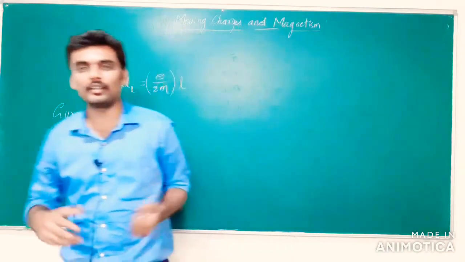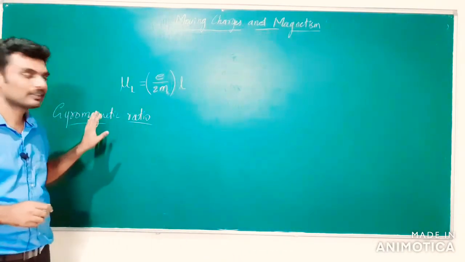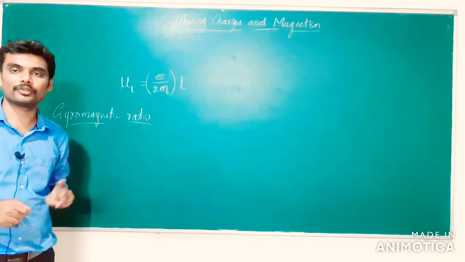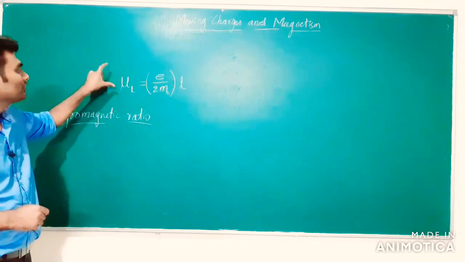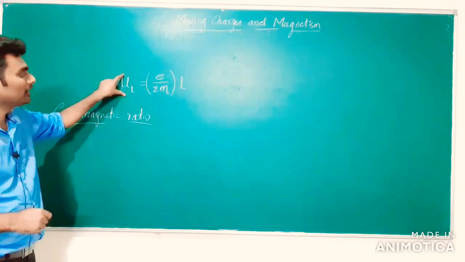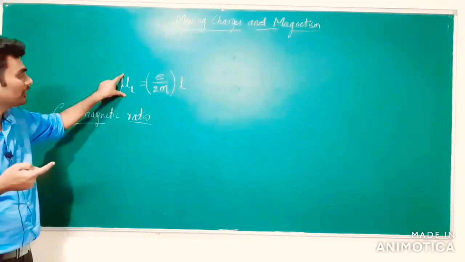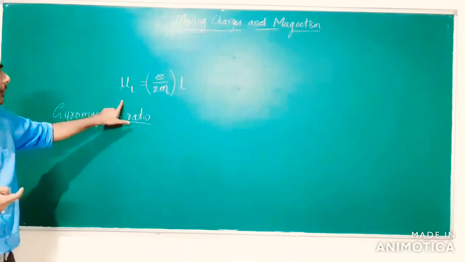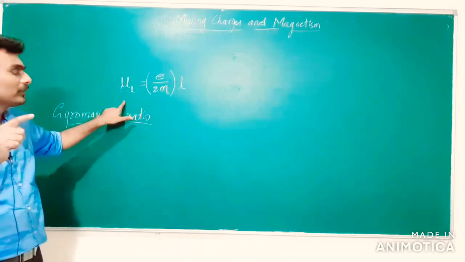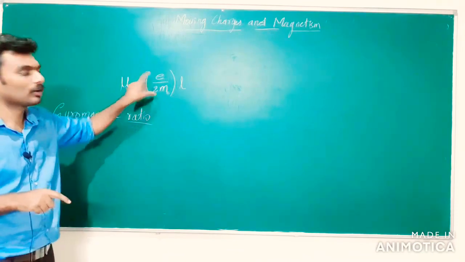So you might be thinking that this term, what we have chosen, is a ratio of two terms. Which are those? Which are available here? The ratio of the magnetic dipole moment of an electron in the hydrogen atom to the angular momentum of the same electron in its orbit is called the gyromagnetic ratio.